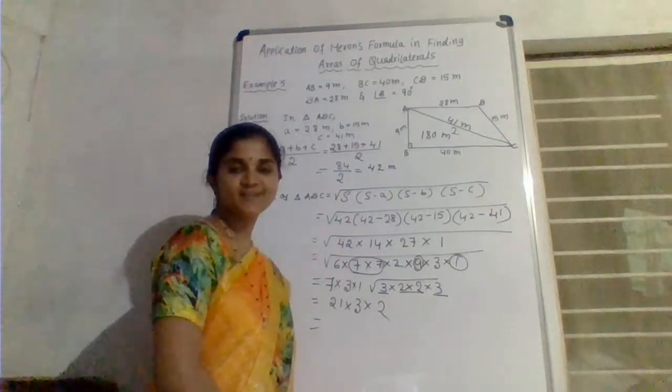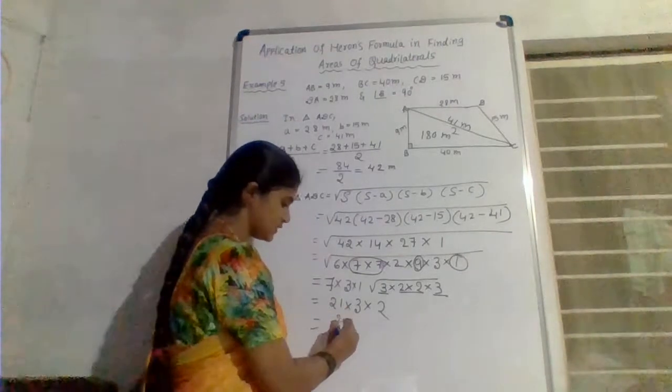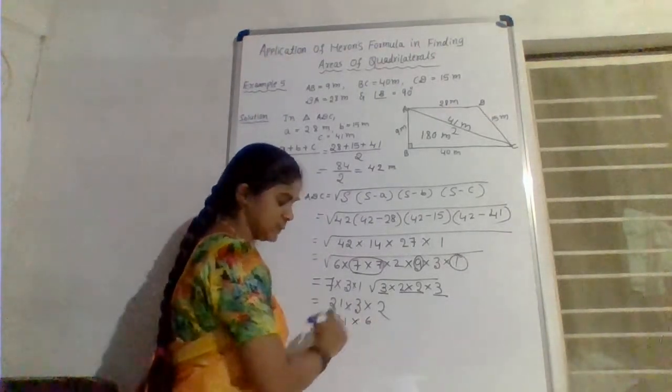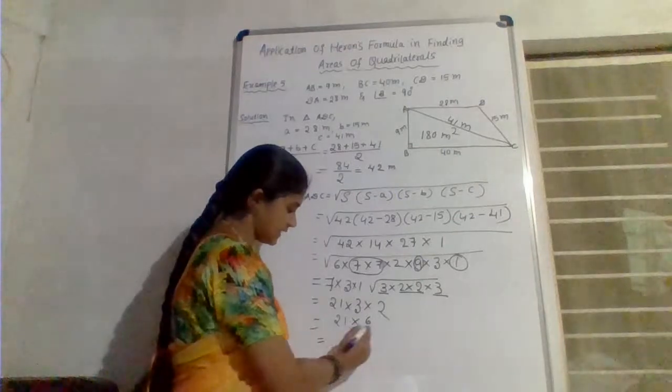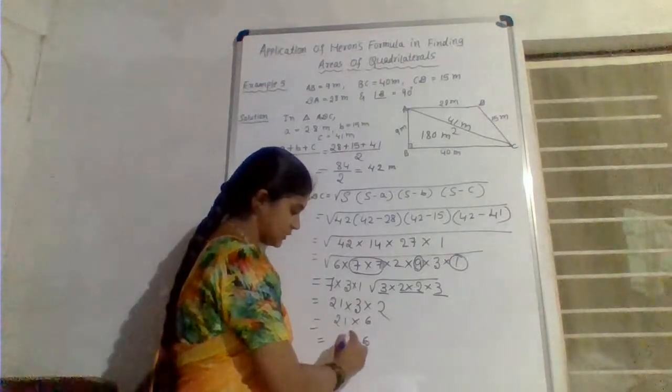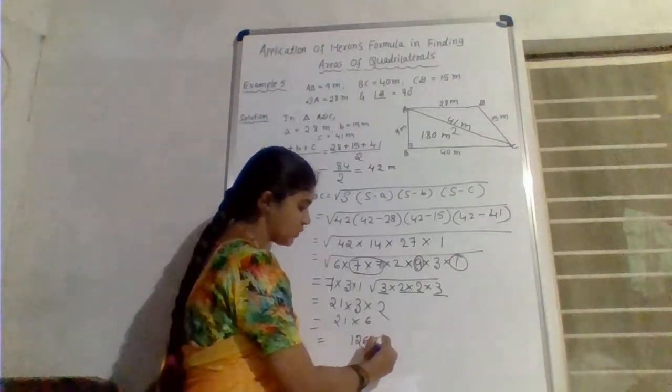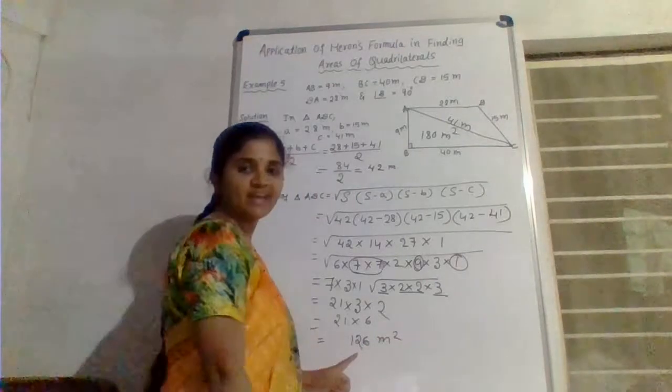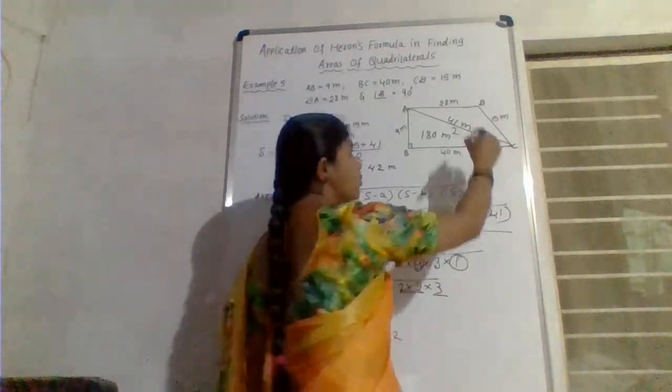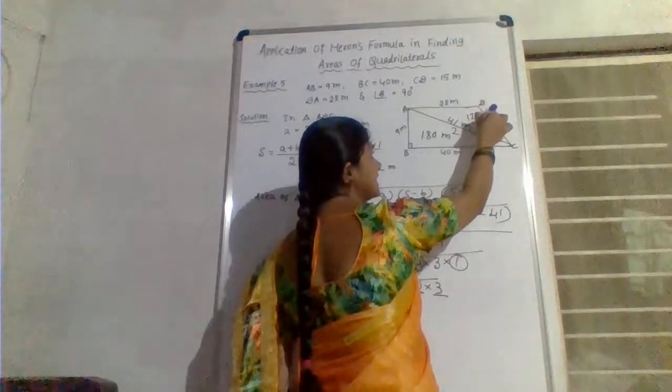Yes students, got the area? So next step is 21 into 6. 3 twos are 6. What is the final answer actually? 6 ones are 6, 6 twos are 12. That is 126 meters square. Area of the other triangle is 126 meter square.